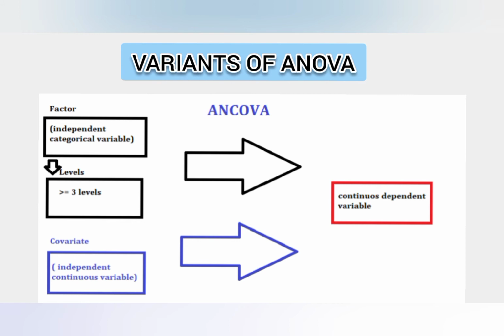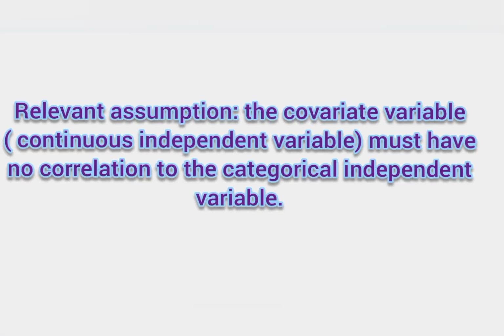Here we have one continuous response variable and we compare this response variable by a factor, which is a categorical variable, and by a covariate, which is a continuous independent variable. ANCOVA blends ANOVA with linear regression, or covariate adjustment, creating similar groups for comparison and enhancing statistical power. A relevant assumption, the covariate variable, continuous independent variable, must have no correlation to the categorical independent variable.